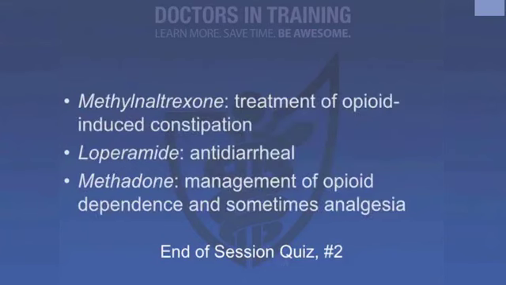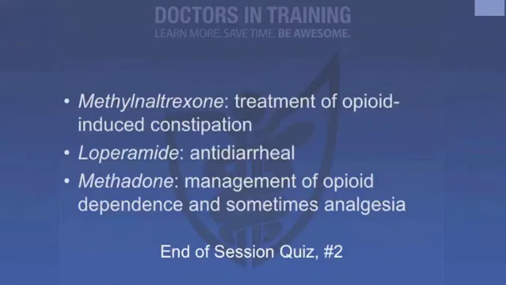D, methylnaltrexone. This is used in the treatment of opioid-induced constipation. Remember, it acts on peripheral mu receptors, but not the central mu receptors. So it's not used so much for opioid overdose, but it can be used to treat opioid-induced constipation, which is a very big problem in patients who take opioids chronically for cancer pain and so forth.